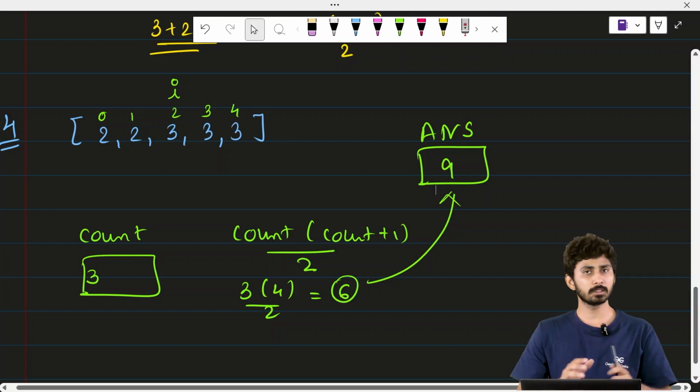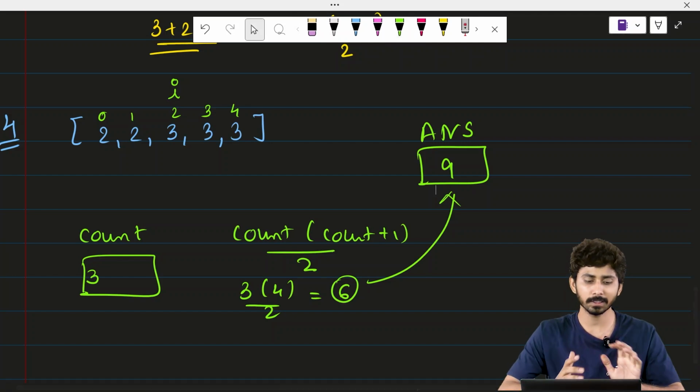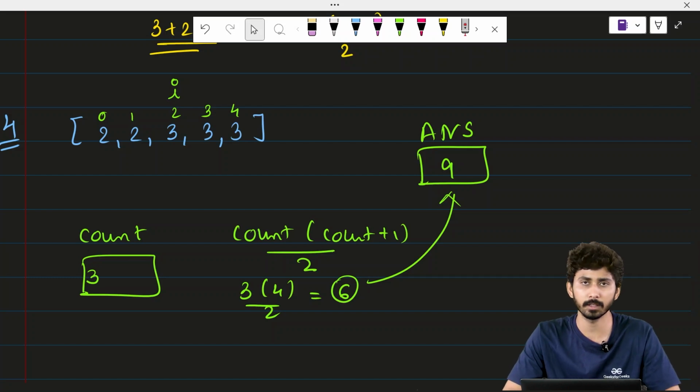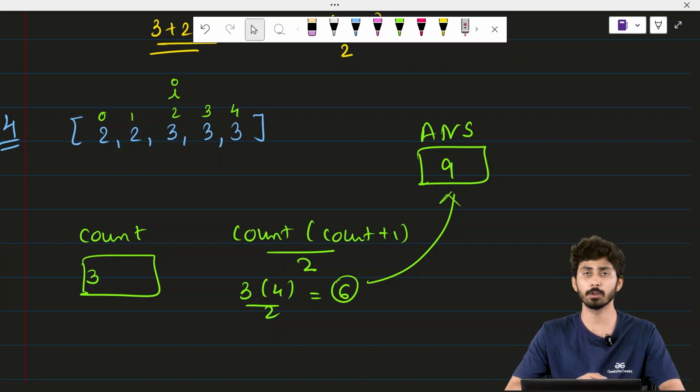Okay, so you have to count just the identical elements and use the formula n into n plus 1 divided by 2. Okay, so now let's try to code this approach and let's try to see what we get in the output. I'll be coding in Java, but I will attach the link for the C++ solution in the description as well. So you can have a look over there.